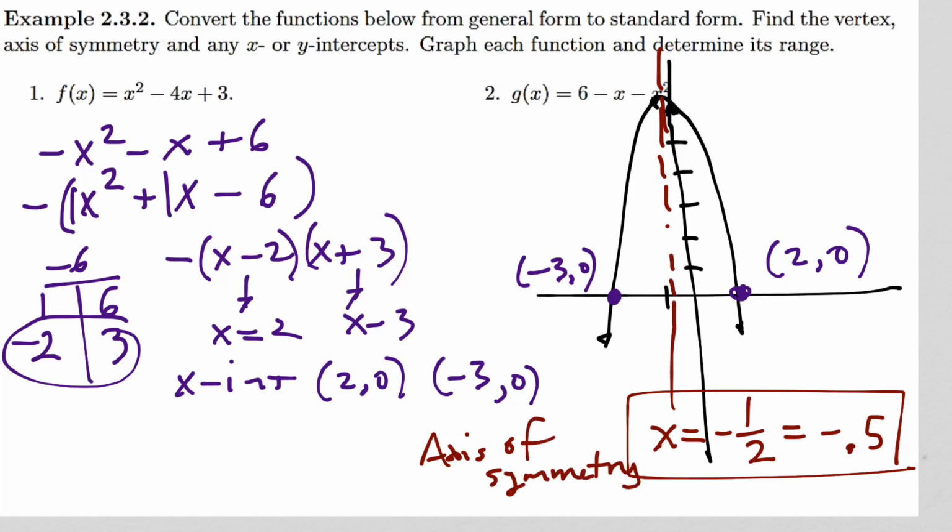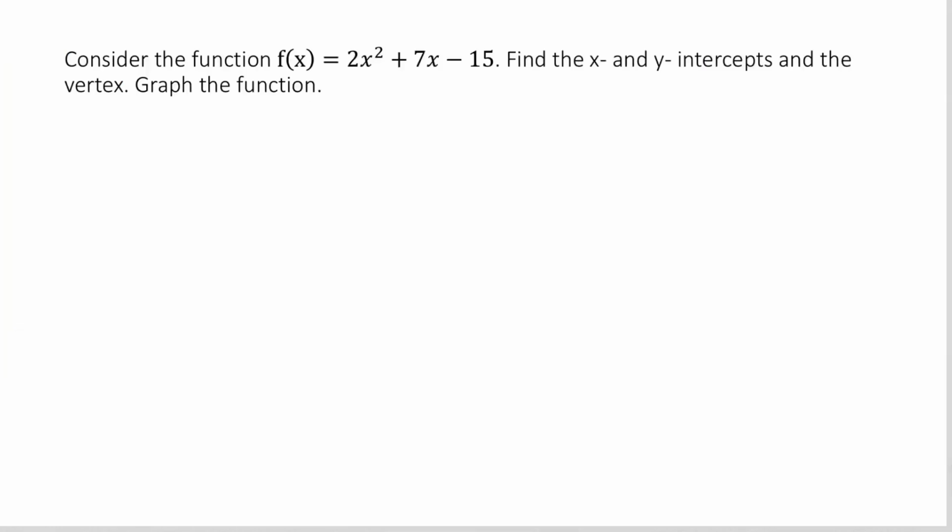Okay, so we've done these two problems, completing the square. Okay, this problem says consider the function 2x squared plus 7x minus 15. Find the x and y intercepts and the vertex. Okay, so let's find the x and y intercepts by trying to factor this.